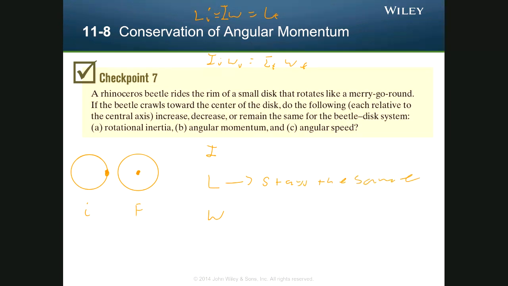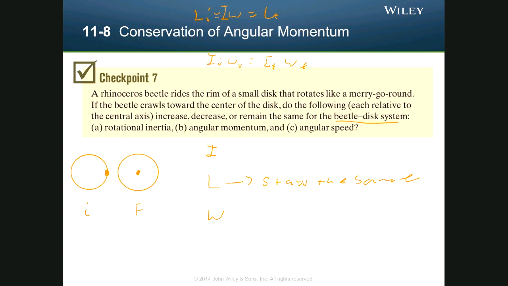It stays the same even though the radius keeps decreasing as the beetle goes towards the center. Remember, you're not looking at the angular momentum of just the beetle; you have to look at the angular momentum of the beetle-disk system. So this is the system angular momentum of the isolated disk-beetle system, not just the beetle. In that sense, the momentum stays the same.